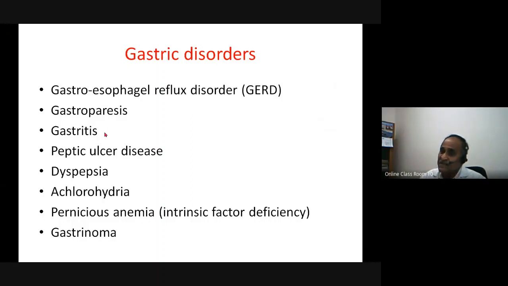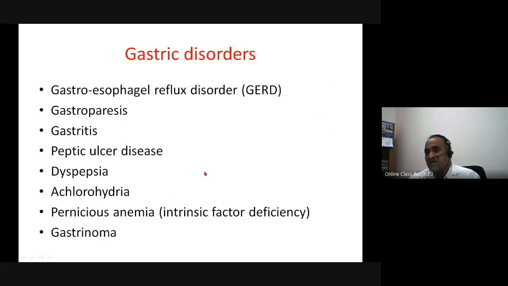Then we have a pernicious anemia. Pernicious anemia is an autoimmune disease, in which the cells which are secreting, especially the parietal cells secreting the intrinsic factor, they are destroyed, or there is an antibody against the intrinsic factor that destroys it. Whatever may be the cause, that would produce the intrinsic factor deficiency, that would result in the deficiency of the vitamin B12 absorption in the intestine, and the person goes into a megaloblastic anemia or macrocytic anemia, that's known as a pernicious anemia.